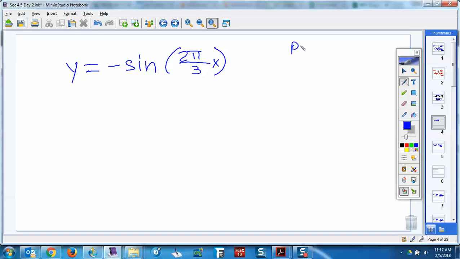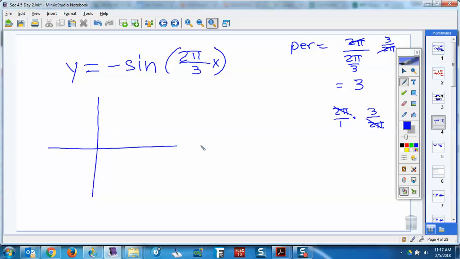So our period is going to be 2 pi divided by 2 pi thirds. We're going to invert that and multiply like so. That's going to cancel those, and we're going to get a period of 3. So the period's going to equal 3, right? So it's 2 pi over 1, and then we divide by 2 pi thirds. That's the same as multiplying by 3 over 2 pi. Right? So we get a period of 3.